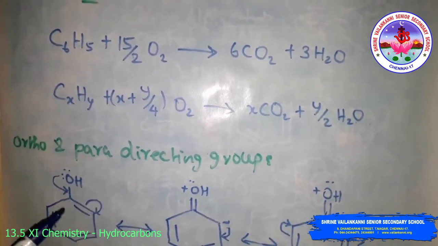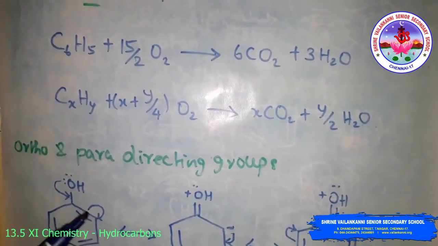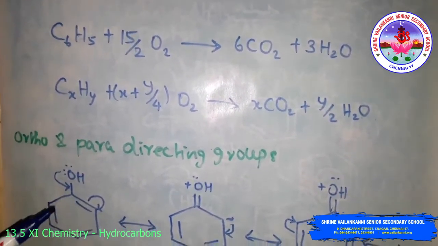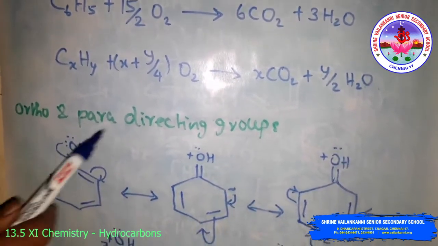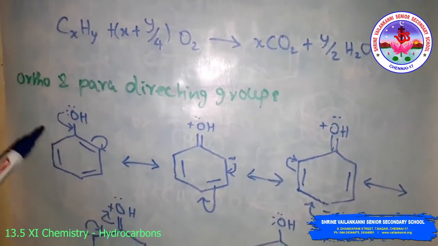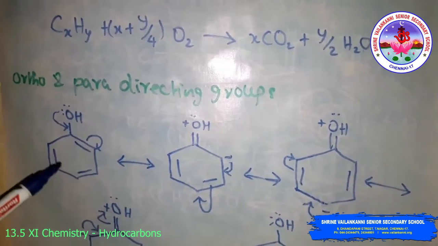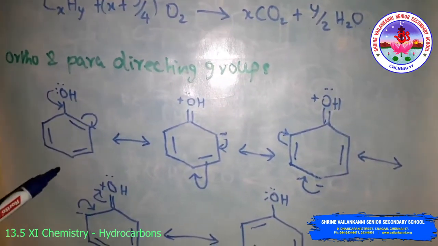That is known as the directive influence of the substituent. The reason for ortho, para, or meta directive nature of groups is like this. First we will discuss the ortho and para directing groups. The groups which direct the incoming group to the ortho and para positions are called ortho-para directing groups.